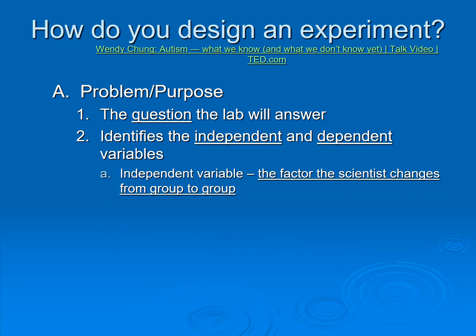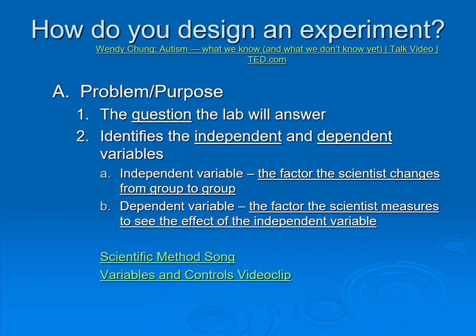Okay, the independent variable is the factor the scientist changes from group to group. So say we're having an experiment where we're testing types of fertilizer. The independent variable, which is what we're changing, would be the type of fertilizer that we are using, or if we're not using fertilizer. Okay, the dependent variable is what we're going to measure. So if we're testing fertilizer types, what are we going to measure? We're going to measure, say, height of the plant. So the dependent variable, what we're measuring, is the height of the plant.